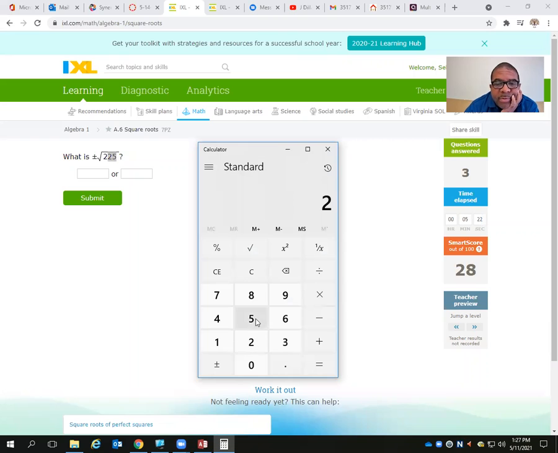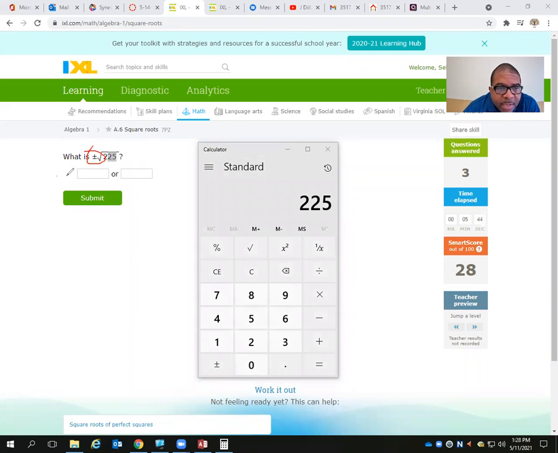All right, so 25 times 25. 625. So it's not 25. All right. It's another number with maybe a 5 in it. So let me try 15. 15 times 15. Oh, bingo. And it also says positive or negative.